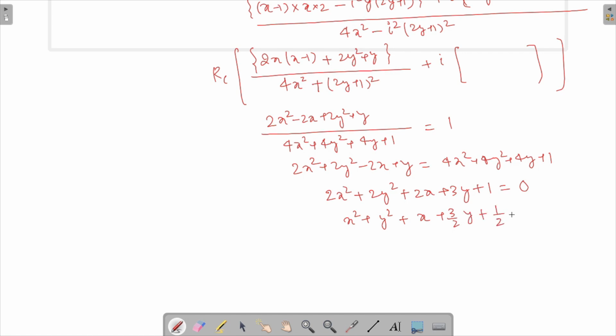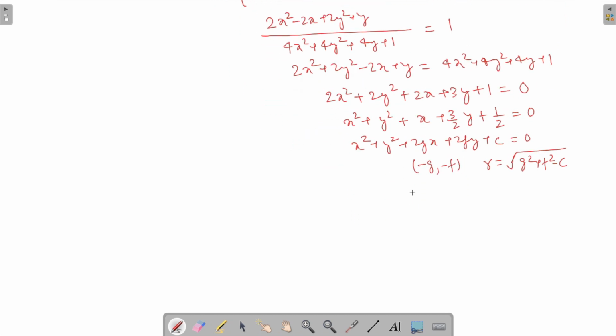Now this is an equation of a circle whose center is at (−g, −f). So I can compare it with the equation of the circle x² + y² + 2gx + 2fy + c equals 0, whose center is at (−g, −f) and whose radius is actually equal to √(g² + f² − c). In this case, if I'm comparing, I'll get my center as 2g equals 1, so this will become −1/2, and 2f equals 3/2, right? So this will become −3/4.